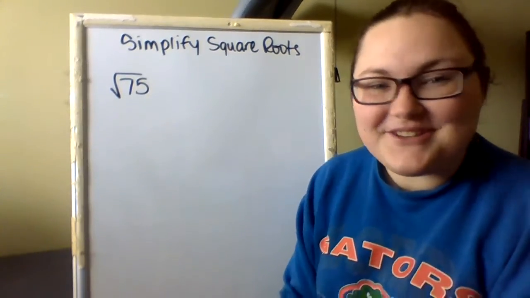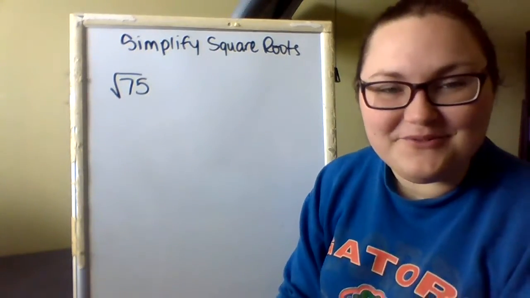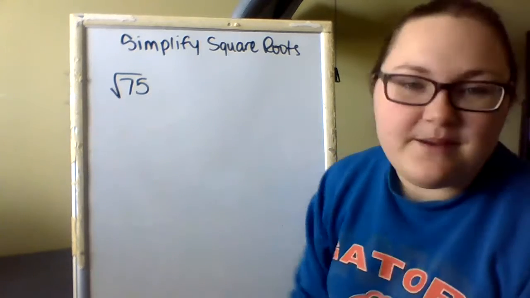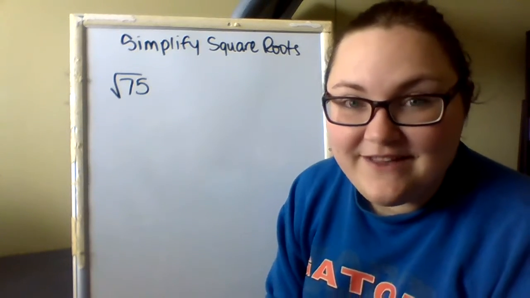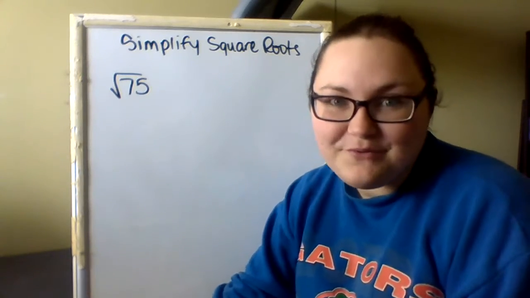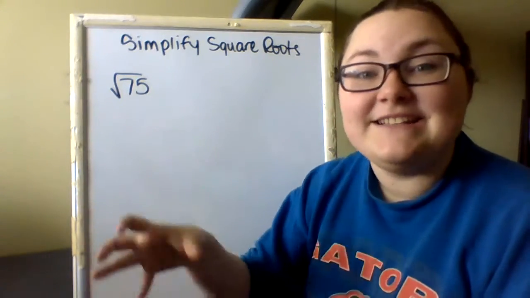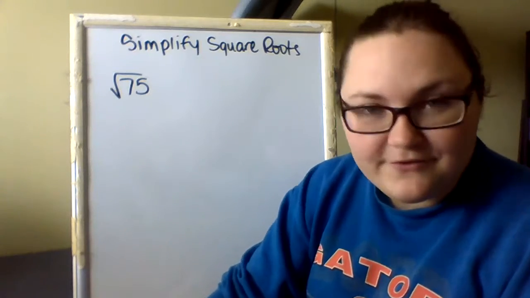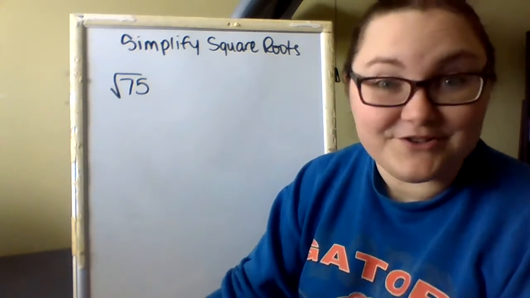Hello, this video is going to be on how you simplify square roots. I'm going to start with this problem, simplifying the square root of 75. At this point, you know there are some square roots, like the square root of 25 or the square root of 100, where they have a nice whole number answer. The square root of 25 is 5, the square root of 100 is 10.